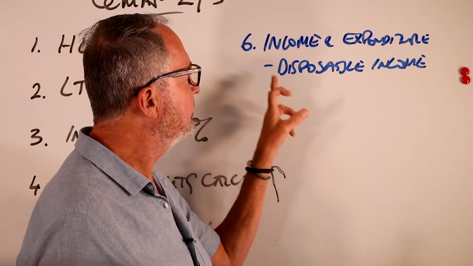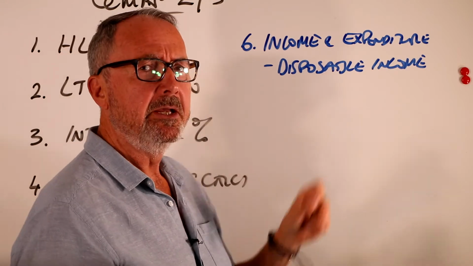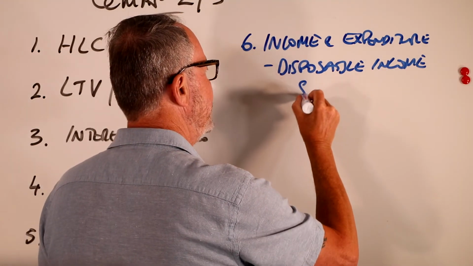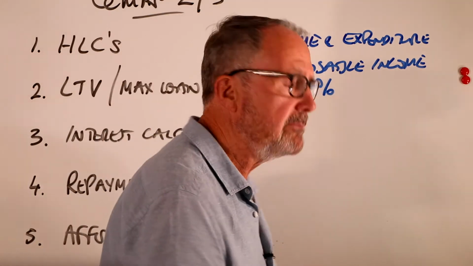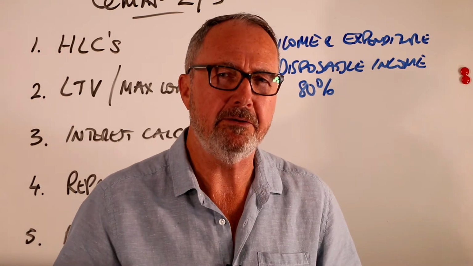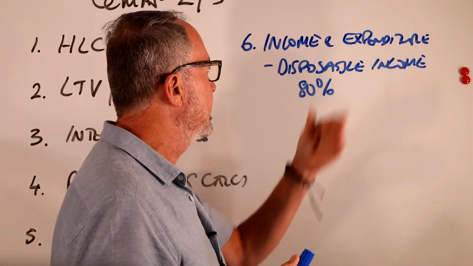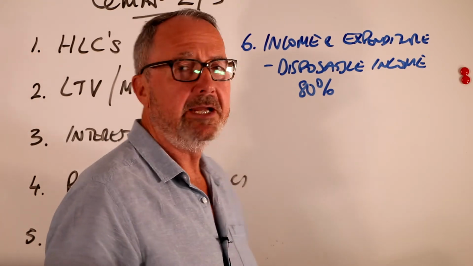Now, when they get to disposable income, what they often do, they say, look, the lender is going to give you a percentage of that disposable income. For example, 80% of your disposable income they will allow as a monthly mortgage payment to work out the maximum loan. So, for example, if your disposable income is £1,000, be nice, wouldn't it? 80% of that is £800.